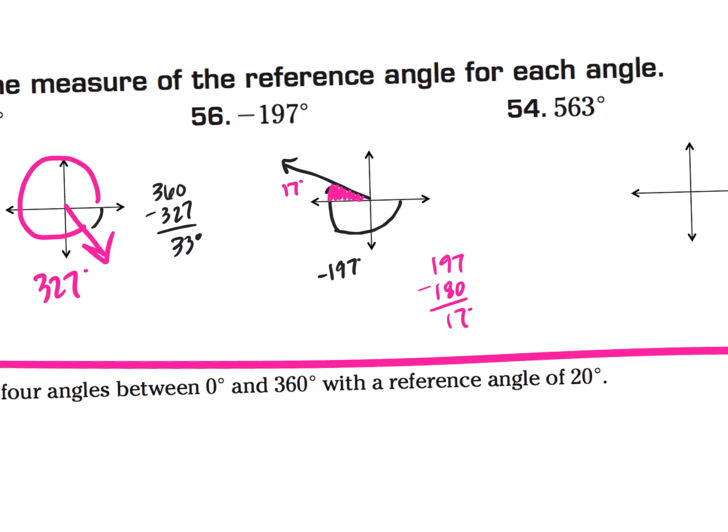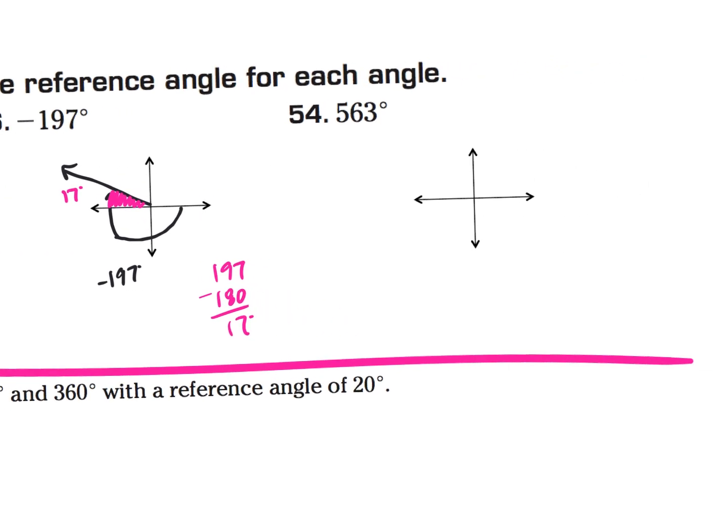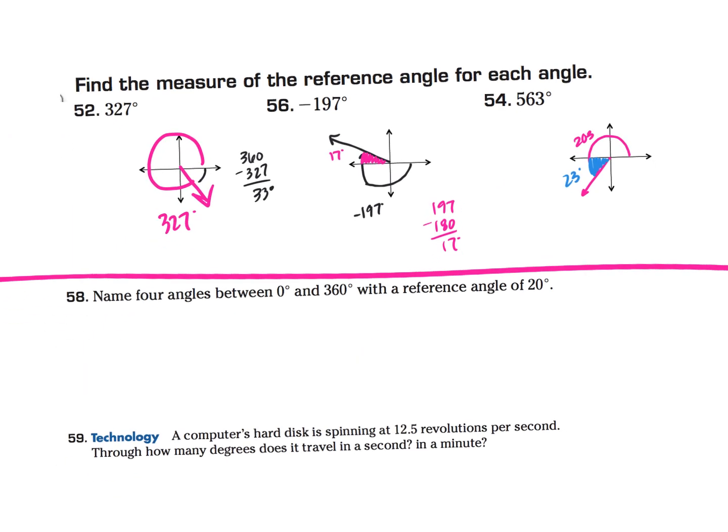Love it. 563 is not quite as comfortable. 563, how are we doing that one? Let's take off a rotation to make it a little bit more comfortable. Agreed. 203, what quadrant would 203 be in? 90, 180, we don't go all the way to 270. So I'm going to say that's 203. My reference angle is going to be to the nearest x-axis, which is talking about this. How far is 203 from 180? 23. Thanks, Ritz. Those are my 3 answers to that.